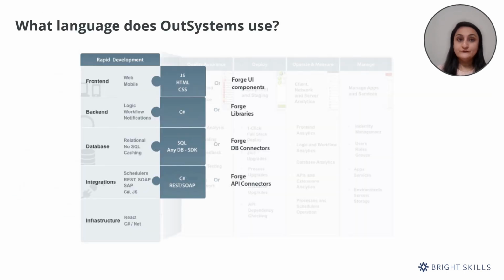Now let's look at some obvious questions, like what language does OutSystems use? As you can see in the picture, OutSystems has front-end, back-end, database integration, and infrastructure capabilities. The front-end code gets converted to JavaScript, HTML, and CSS. The back-end code gets converted to C#. Database logic gets converted to SQL statements. And the integrations, depending on the type, get converted to REST and SOAP calls basically.